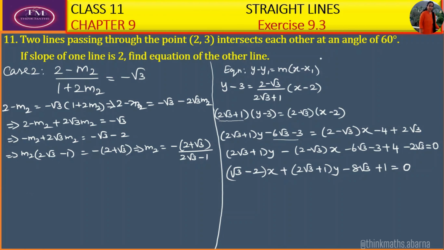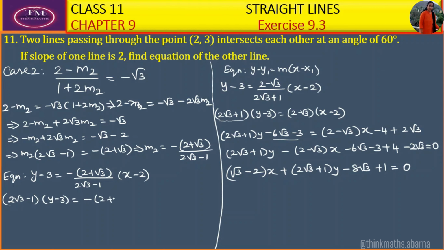Now again substituting in this general format. So the equation is y minus y1, same 3, only the slope changes. It is minus of 2 plus root 3 divided by 2 root 3 minus 1 into x minus 2. Now cross multiplying, we will get 2 root 3 minus 1 into y minus 3 equal to minus of 2 plus root 3 into x minus 2. Okay. So now multiplying with y, the complete bracket, 2 root 3 minus 1 into y, only the constants we will be multiplying.